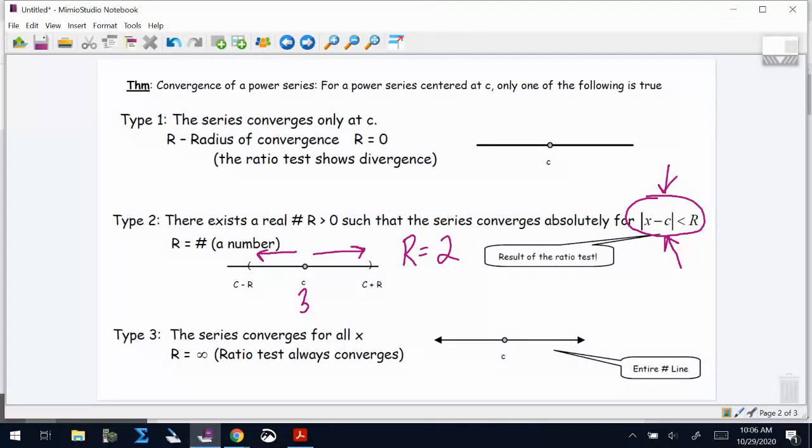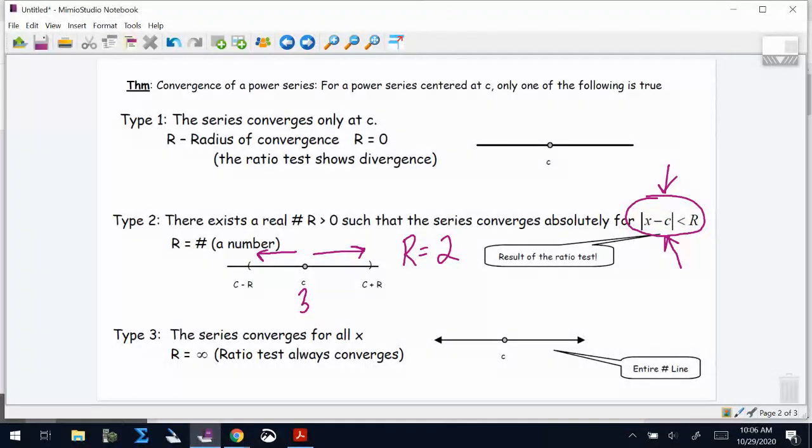And then your third type is a situation where your series is always going to converge, not only at the center, not only at a certain radius, but everywhere on a number line. We have an always converging series no matter what x is. This is going to be one where the ratio test would prove that it always converges, meaning you're going to get a limit that's always less than 1 no matter what x is.